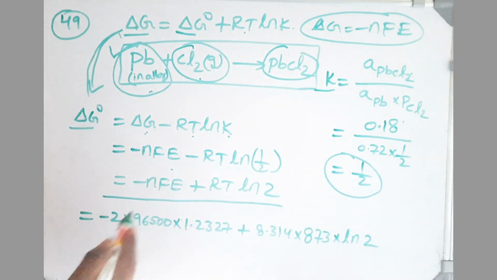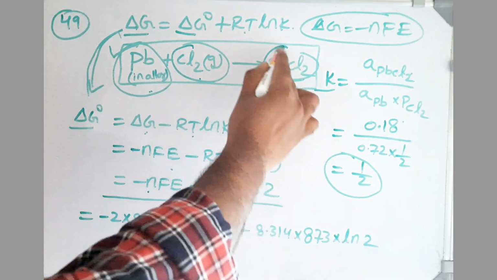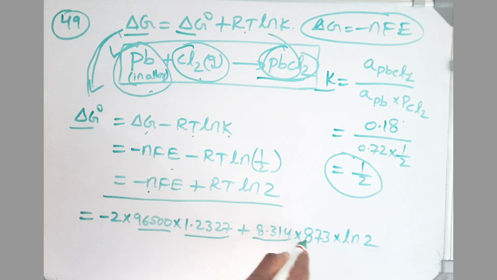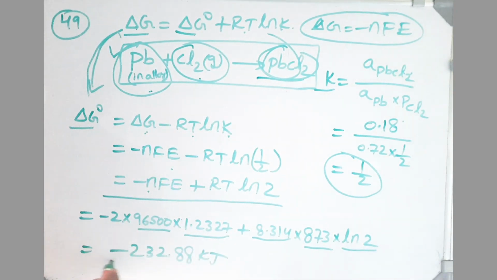Friends, let's substitute the values. n is equal to 2 because PbCl2 is plus 2, and F is 96,500, and E is given in the question. R is our universal gas constant, 8.314, then temperature and ln 2. On solving this, we get minus 232.88 kilojoules as our answer.